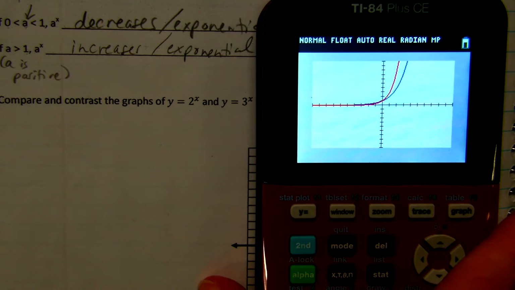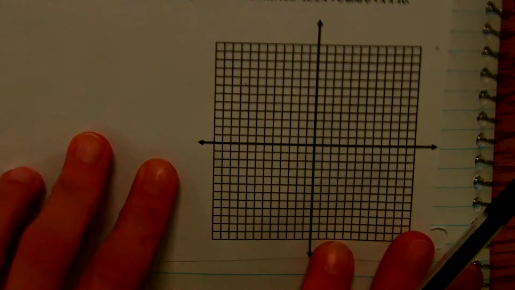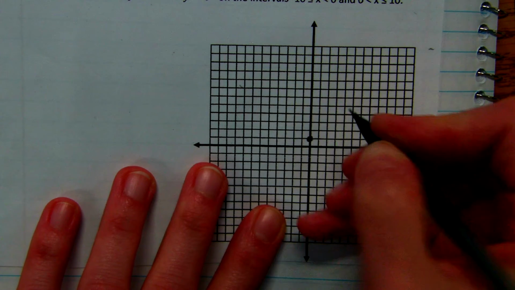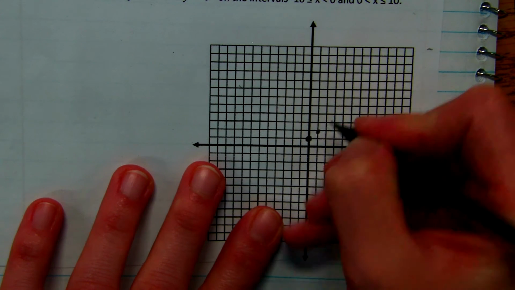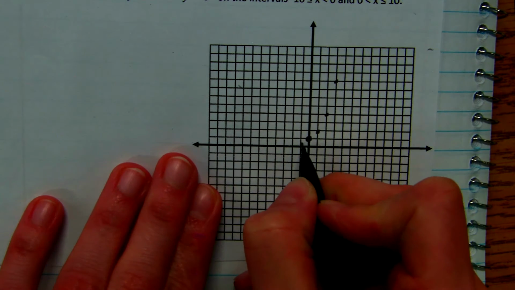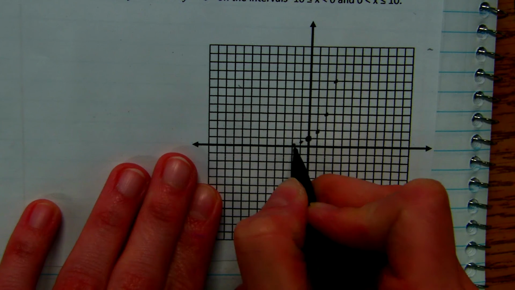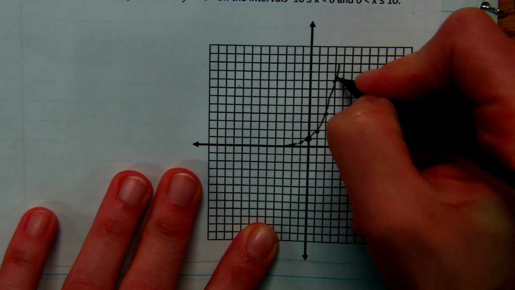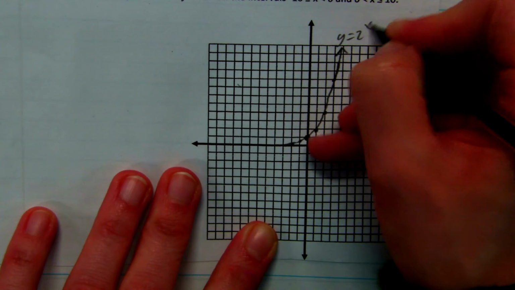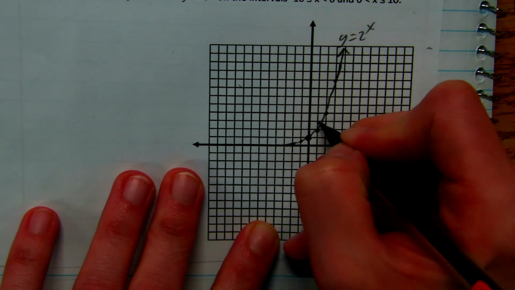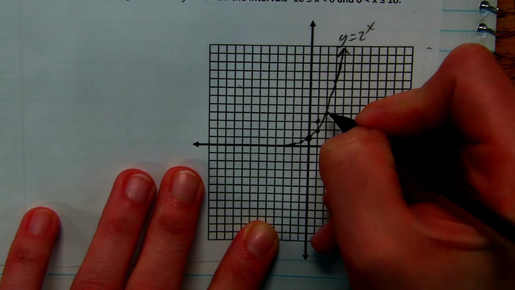So if we're graphing it over here, they're both going to go through 0, 1, and then 2 to the x is going to go 2, 4, 8, and then going back this way, it's going to go 1/2, 1/4. So it looks like this. So that one we'll say is y equals 2 to the x. And then 3 to the x also goes through 1, but it's going to go 3, 9.